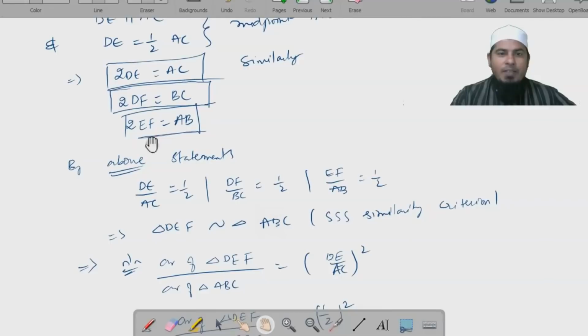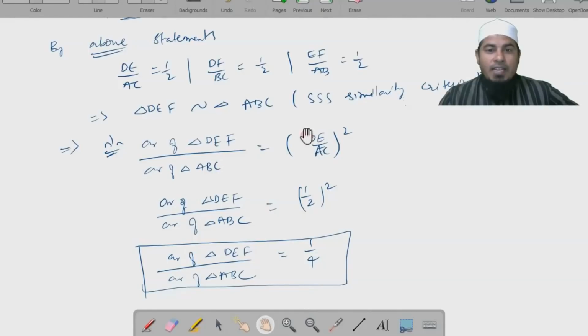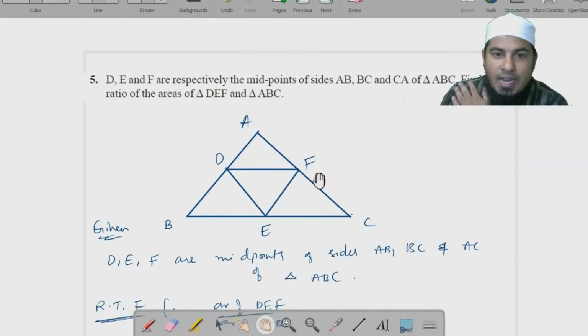When we write these statements, we can get that DE by AC is 1 by 2, DF by BC is 1 by 2, EF by AB is also 1 by 2, and these two triangles will become similar by SSS similarity criterion. Now we can use the theorem of areas of two similar triangles, that is square of the ratio of the corresponding sides. We have written here DE by AC, if you see here 1 by 2, square here if we apply we'll get 1 by 4. So now area of triangle DEF by area of triangle ABC is the ratio 1 by 4. I hope you understood that question.